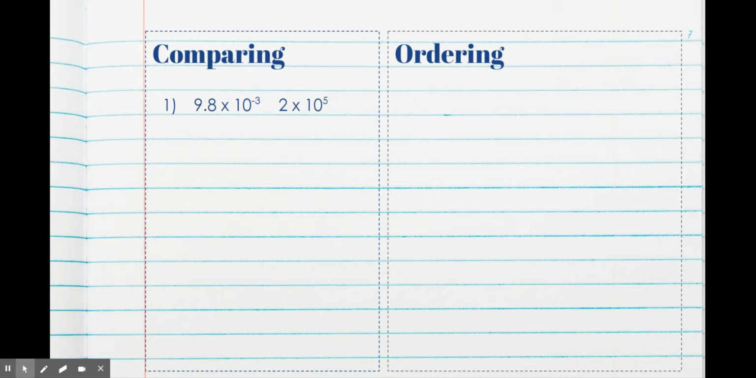In our first example, we have 9.8 times 10 to the negative third and 2 times 10 to the fifth power. So the first thing we want to do is look at the exponents. The exponents are negative 3 and positive 5. The exponent of positive 5 is greater than the exponent of negative 3.